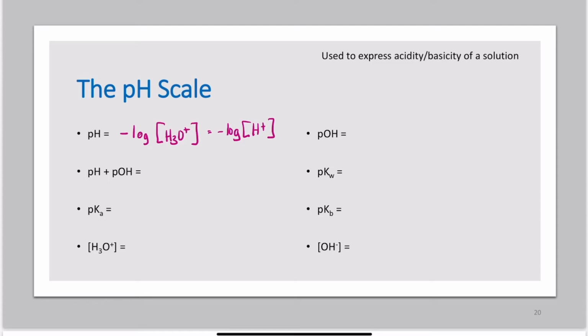The OH minus concentration is inversely proportional to hydronium concentration, but pOH is the negative log of the OH minus concentration. So, what's the commonality here? That lowercase p means negative log. If you can remember that, it helps on many of these. pH plus pOH equals pKw, so the negative log of Kw, which equals 14.